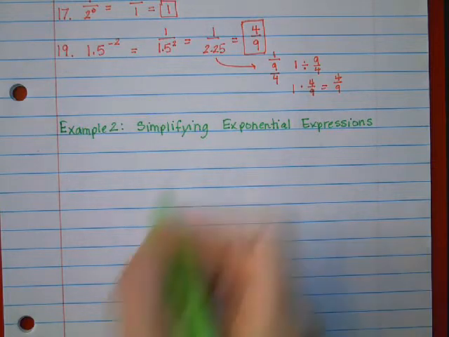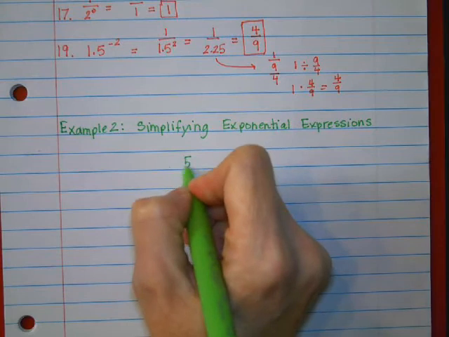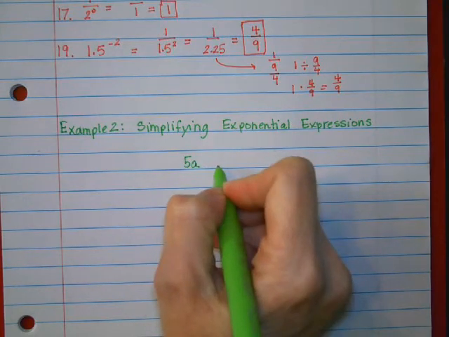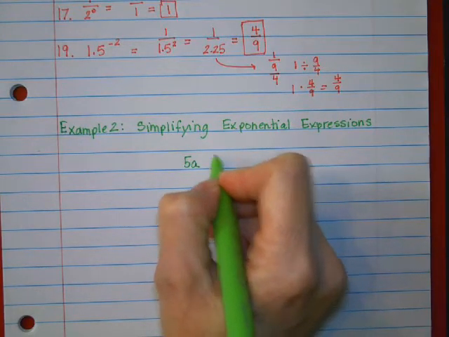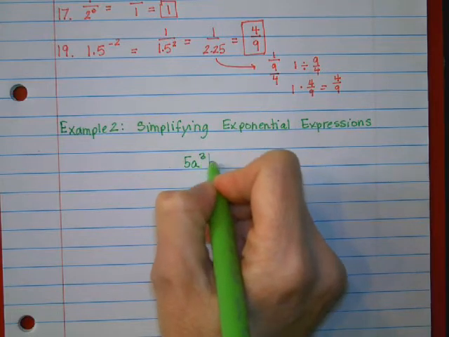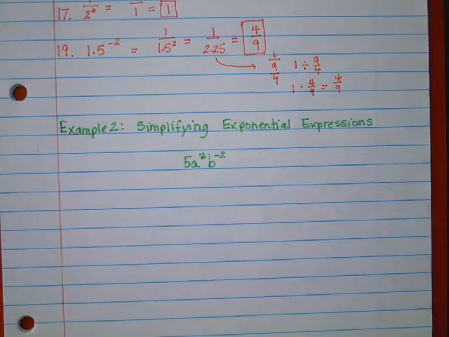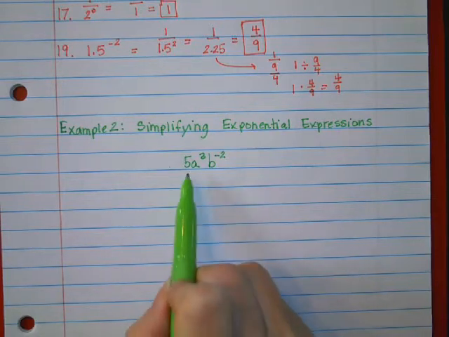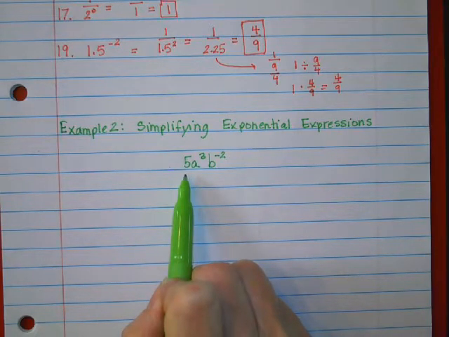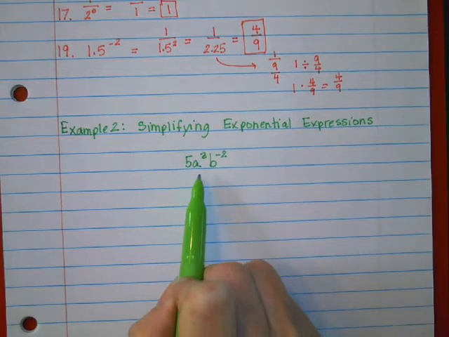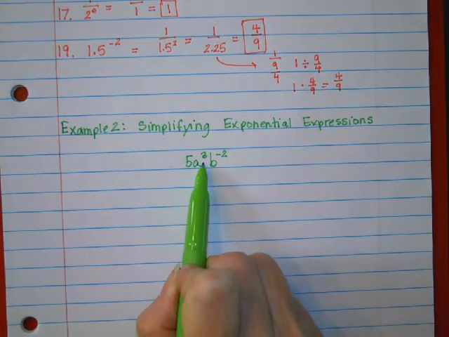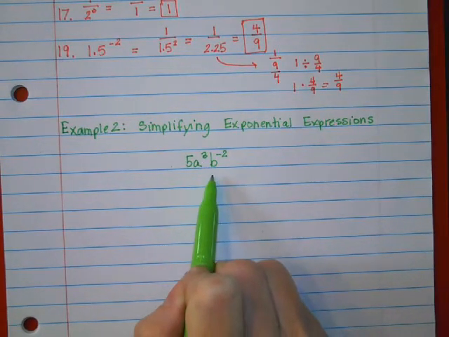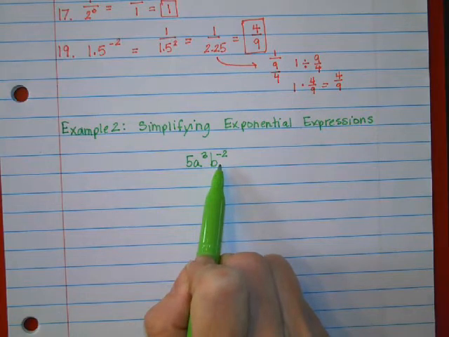So we're going to start out with something kind of simple and then explain this to you. So we get 5a to the third power, and then b to the negative 2 power. So up here we have 3 individual terms. We got a 5 which is raised to an understood 1 power. We have an a raised to the third power, and we have a b raised to the negative 2 power.